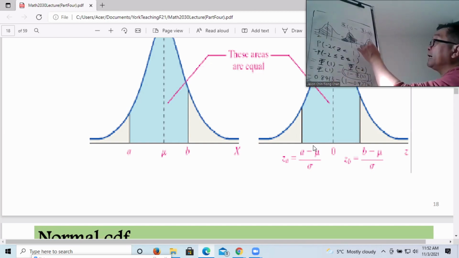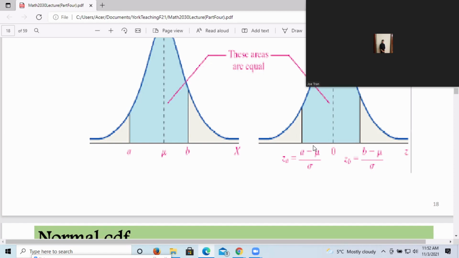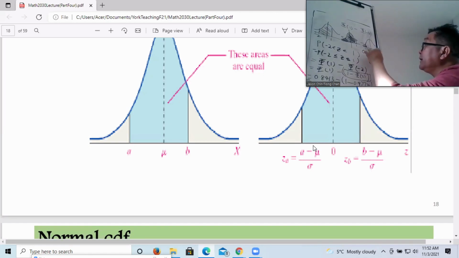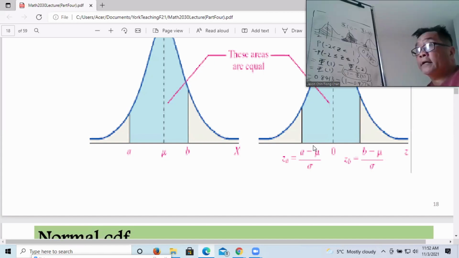Can you give me the final answer? It definitely cannot be negative. Help me type it in the message box. 0.8185. Everyone agree with the numbers? Yes, okay, good.